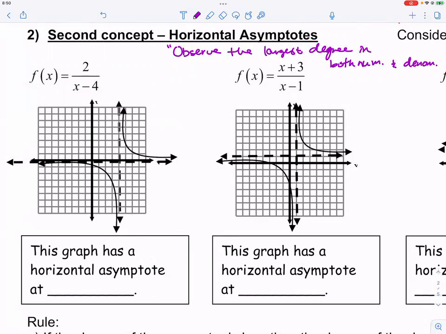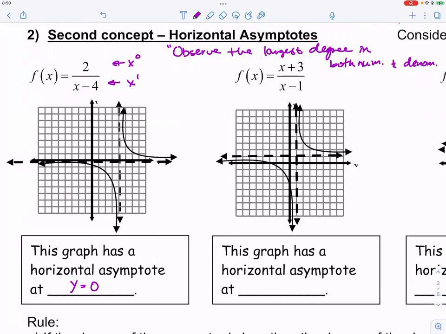2 over x minus 4. And we say, oh, this one is x to the first power. This is x to the 0th power. You don't see any x's. So we say the denominator's degree is higher. So therefore, the horizontal asymptote is going to be at y equals 0.